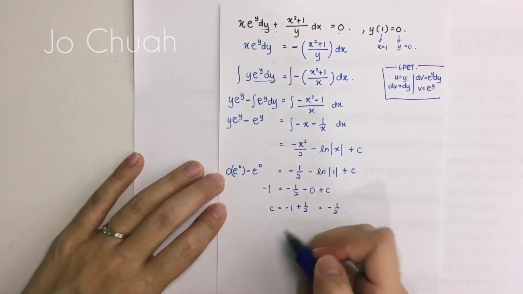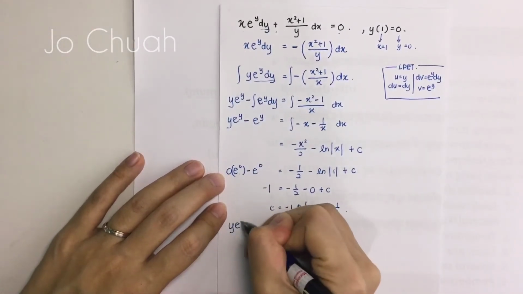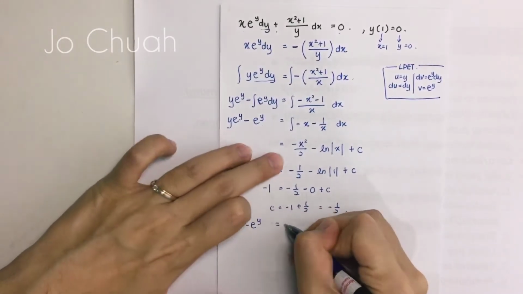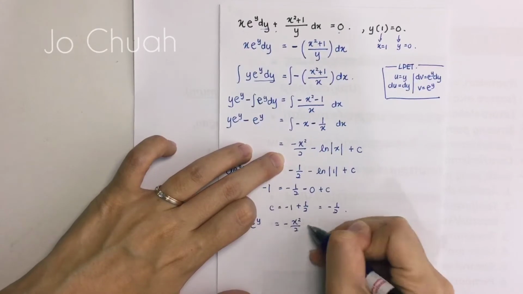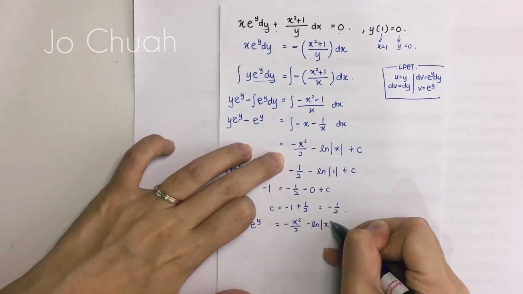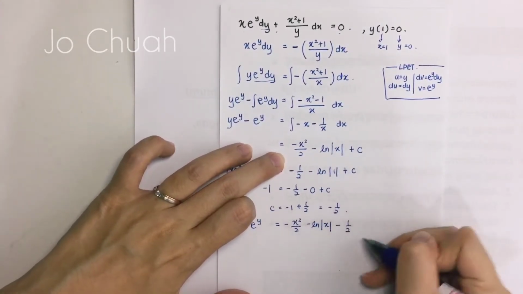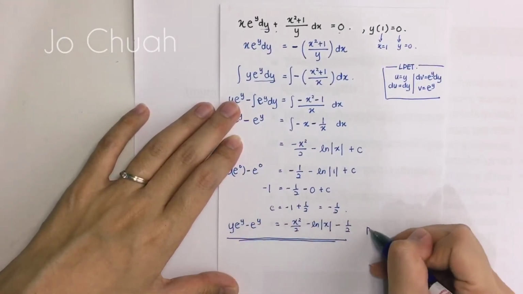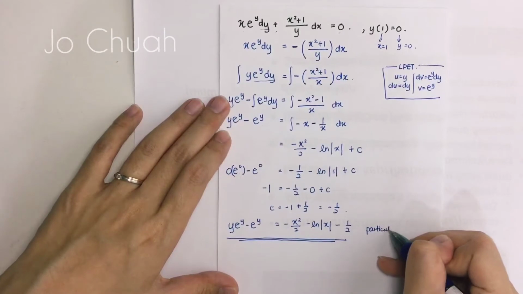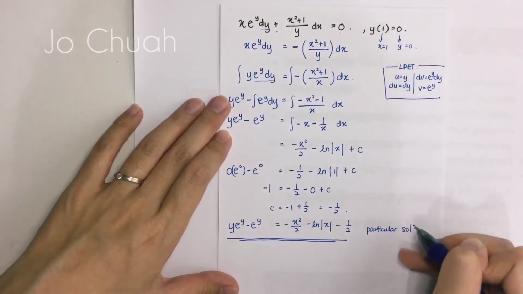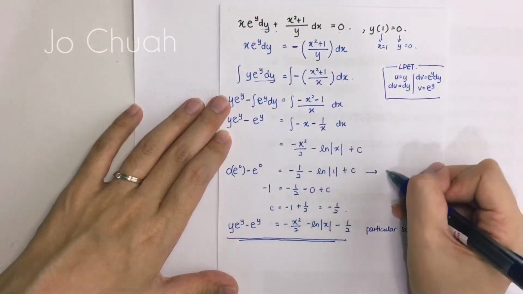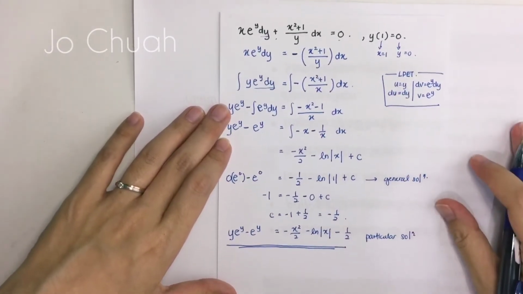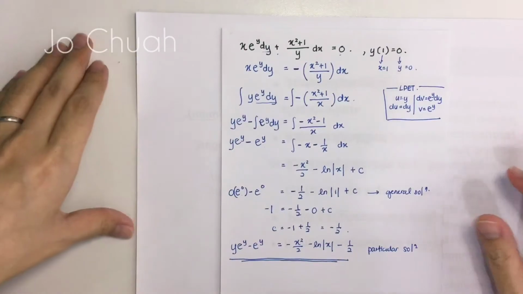Okay, so our final answer will be this one. I'm just going to copy back from here. y e^y minus e^y equals negative x squared over 2 minus ln modulus x minus 1 over 2. And this is called the particular solution. Well, this one is the general solution.